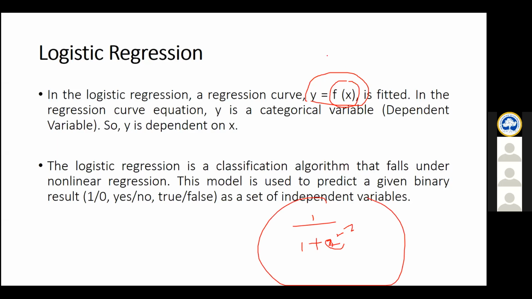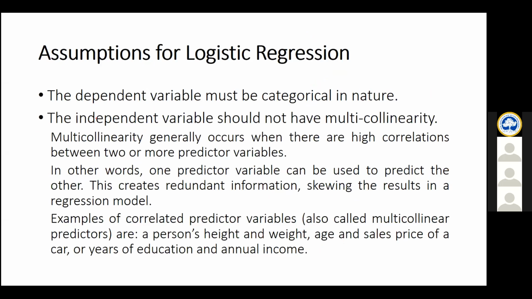So here x is the independent variable, y is the dependent variable. Normally, the basic regression will give 1 or 0, yes or no, true or false. But what are the assumptions for logistic regression? Again, the dependent variable must be a categorical value. But in the earlier multilinear equation, the dependent variable is not categorical, it is a continuous value. Here it is a categorical value.